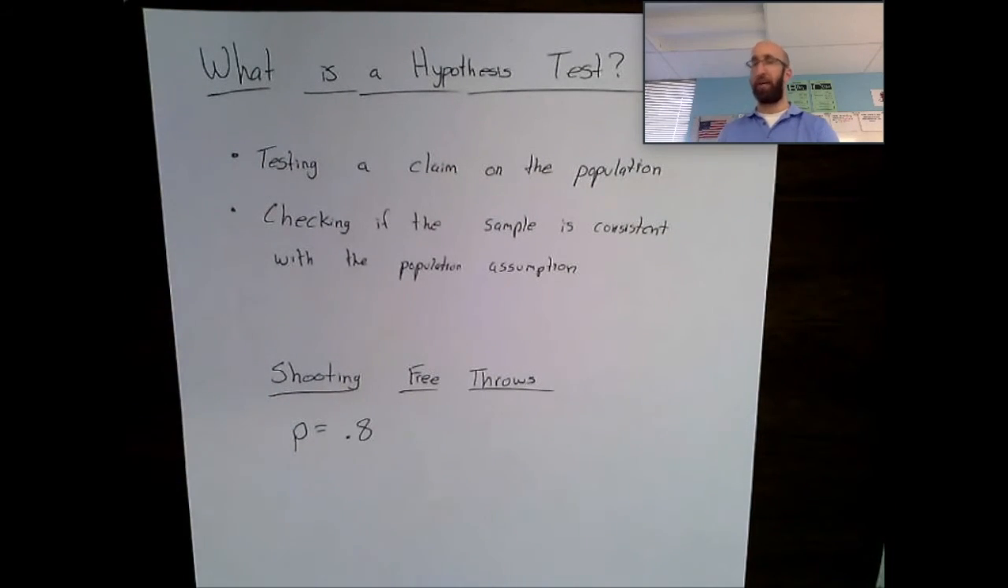So you could argue, Mr. Hall, I think you're higher than 80%, I think you're lower, or I just don't think you're an 80% free throw shooter. So we would go down to the gym. We'd probably have a set of rules like, yes, I do have to stand at the free throw line. I'm going to use a regulation basketball. It's going to be a regulation hoop. We're going to make sure everything's fair and right. And let's say I shoot 50 free throws, okay?